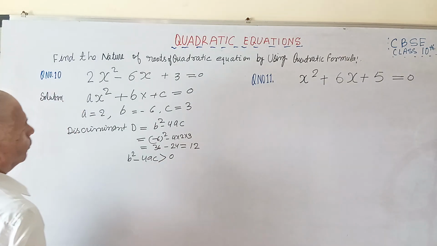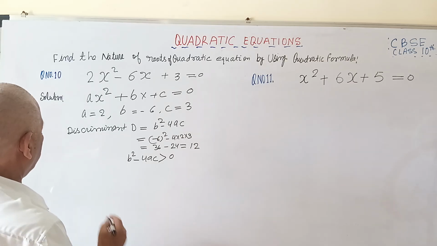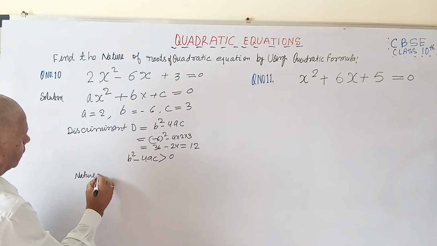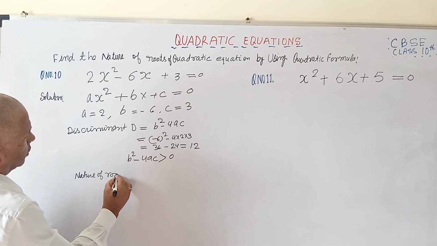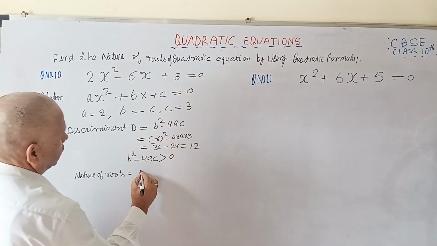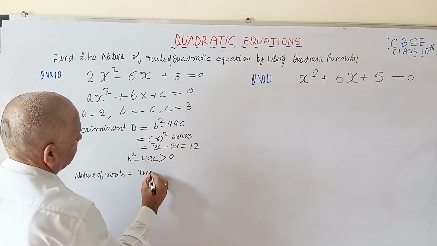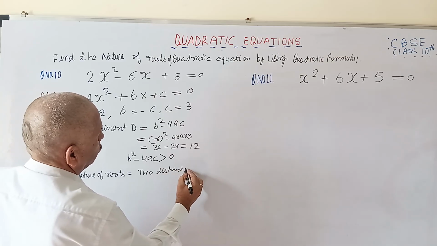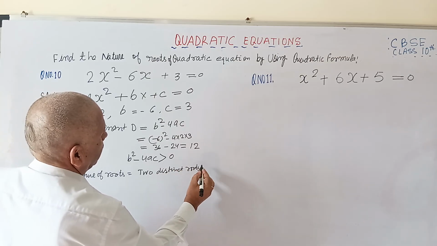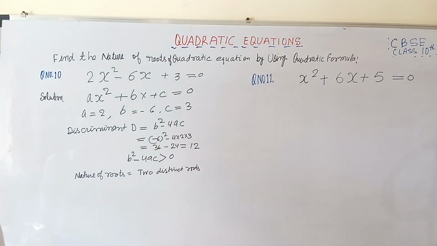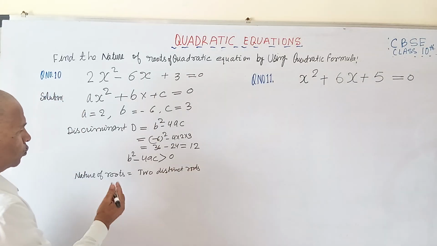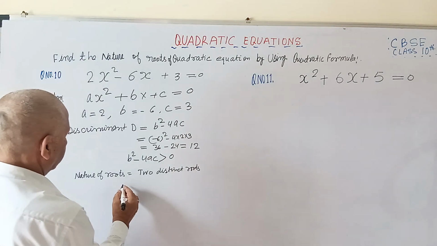So it will have two distinct roots. So nature of roots we will write: two distinct roots. Now since it has two distinct roots, we can calculate the roots. We can find out the roots also.